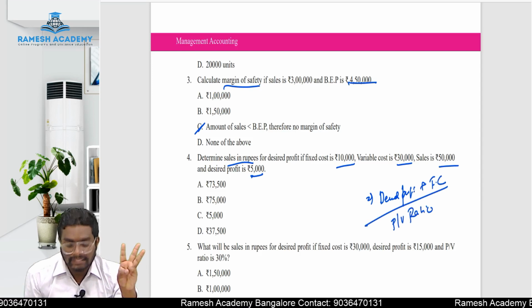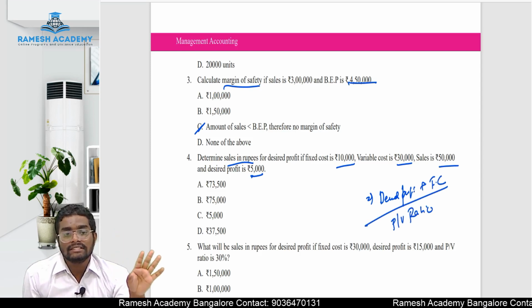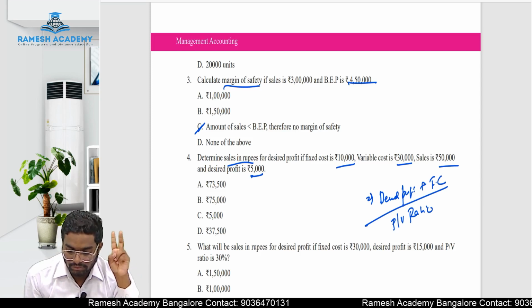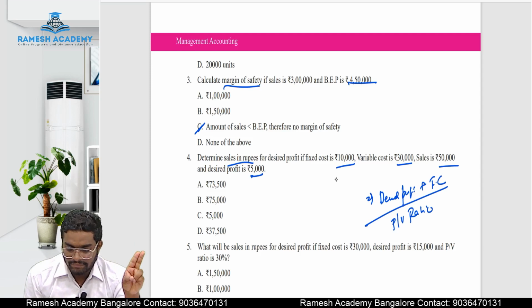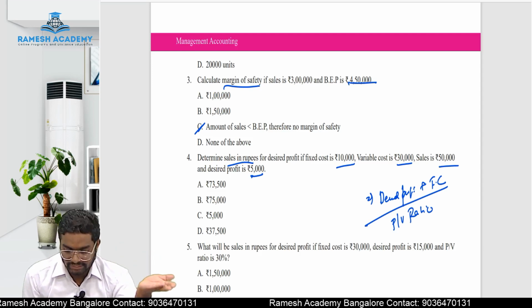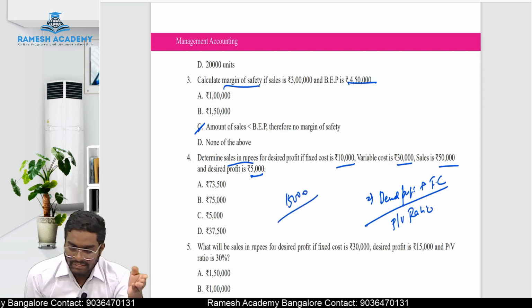First we need three things. One is the desired profit, one is the fixed cost, and the third thing is the PV ratio. Here we have two things, I guess. We have the desired profit as 5,000 and the fixed cost is 10,000. Total 15,000 numerator. So denominator it should be PV ratio.